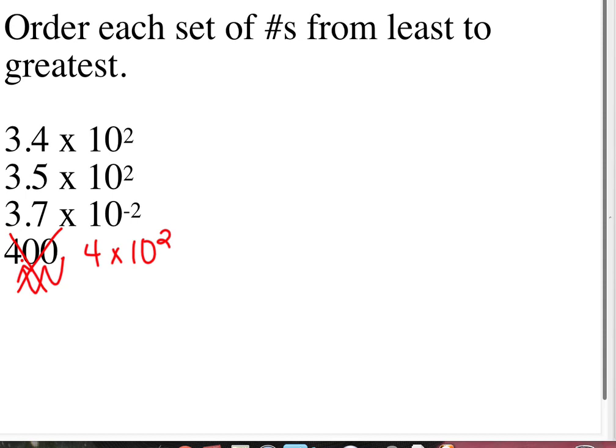Immediately, one should jump out to you as the smallest. Hopefully you see it. Do you see the one that has the negative exponent? This guy? Negative exponent, that means microscopically small number. That's really a decimal, right? That's really 0.037. So this is your smallest number because it's got that negative exponent. That's the least.